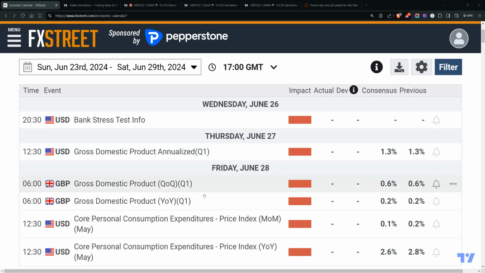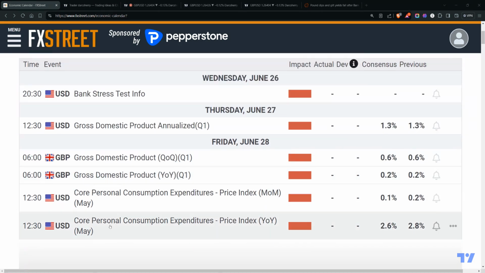Then finally, on Friday, June 28th, we are going to be looking at the core personal consumption expenditure from the United States, a data that measures the average change over the last 30 days in the prices paid by consumers for goods and services. So these are the high impact events we will be looking forward to. And of course, as technical traders, we understand that the anticipation of these events has a way of influencing the behavioral patterns of market participants, and of course, giving us an insight into what is likely going to be happening.